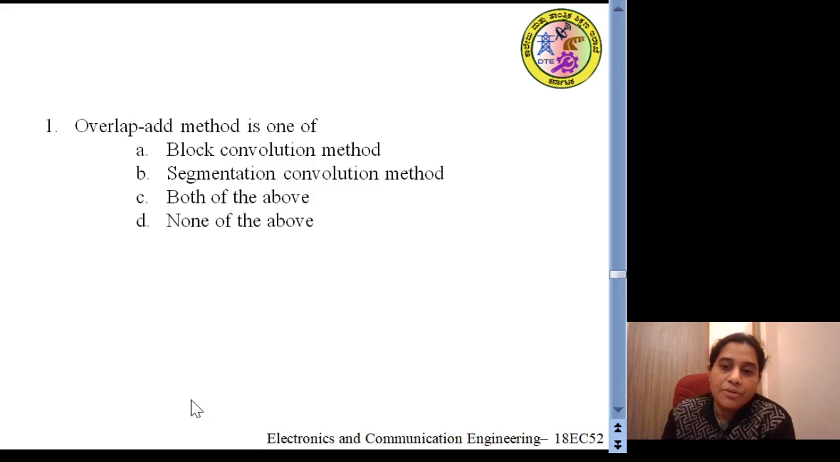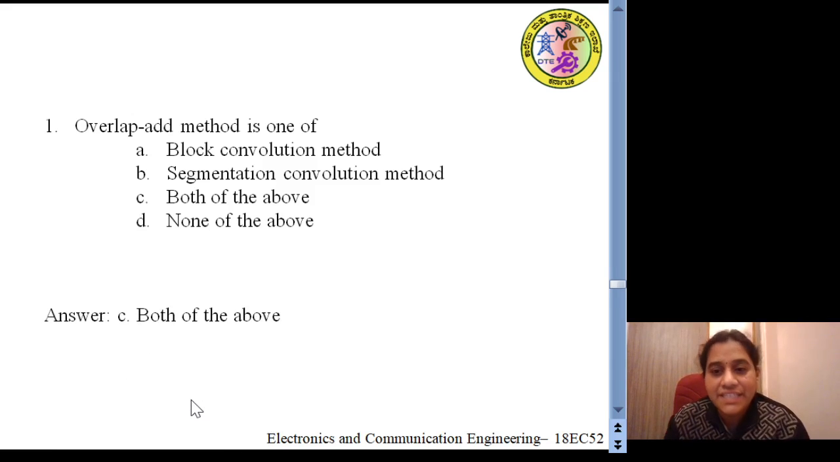So how will we do this? We are segmenting the longer data input into blocks of data, right? So our overlap add method is also known as the block convolution method, or it can be known as the segmentation convolution method also. So obviously the answer is both of the above. So the answer is option C, both of the above.